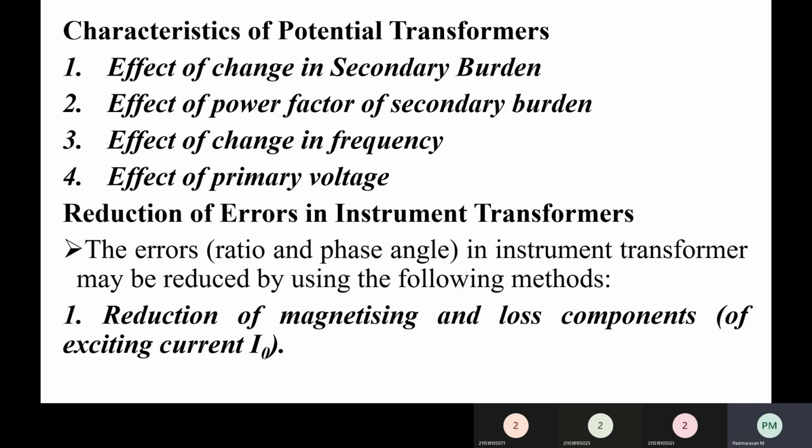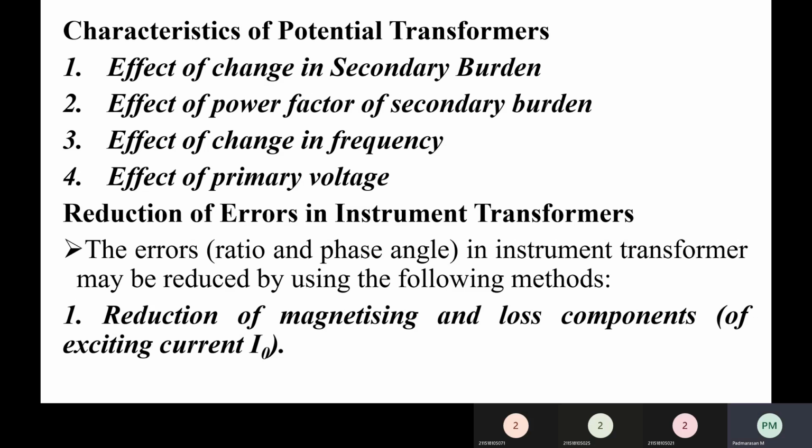And next we will see the fourth characteristic, that is the effect of primary voltage. So the variations of errors due to change in primary voltage are of no importance as the supply voltages do not vary widely. So this is the fourth characteristic of potential transformers.